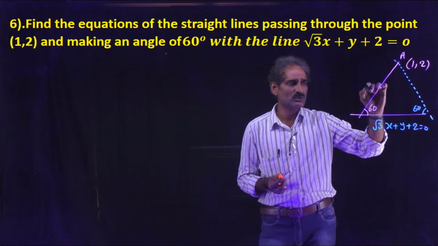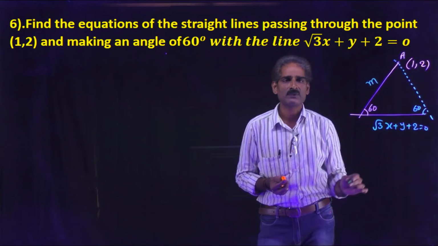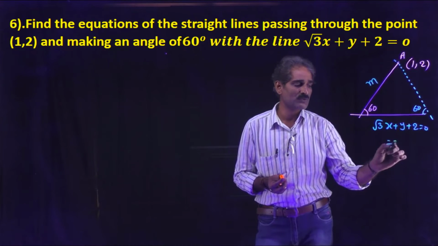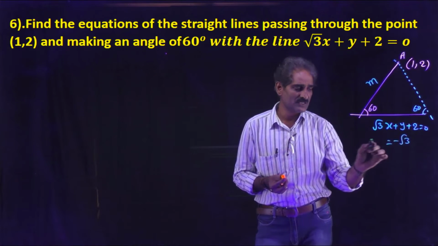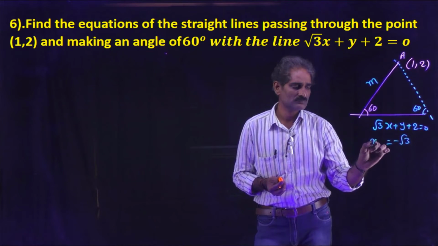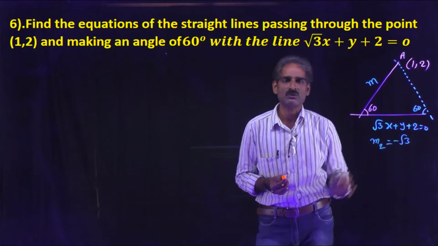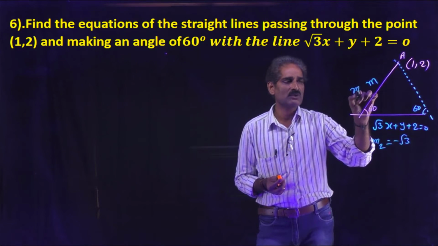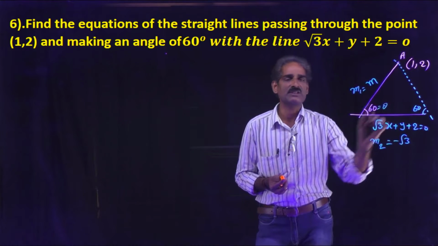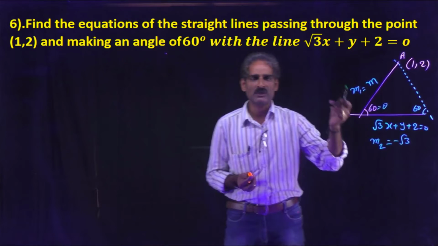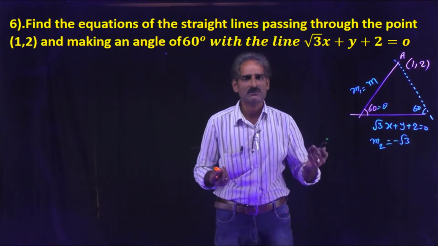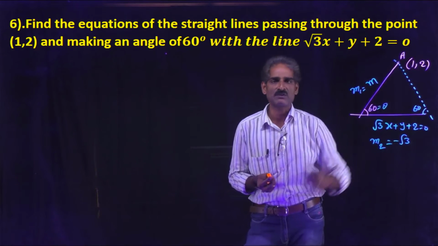So let us consider the slope of the required line to be m. Now we can find the slope of this line. Slope of this line is equal to minus x coefficient by y coefficient, that means minus root 3. Let us take this as m2, and the other one as m1. The angle between the lines is theta equal to 60 degrees. By applying the tan theta formula, we can find the values of m. So we will get two values for m. With the help of slope and point, you can write the equations of the two lines.